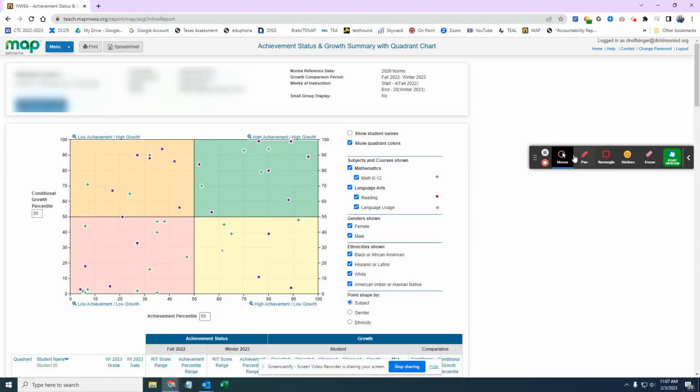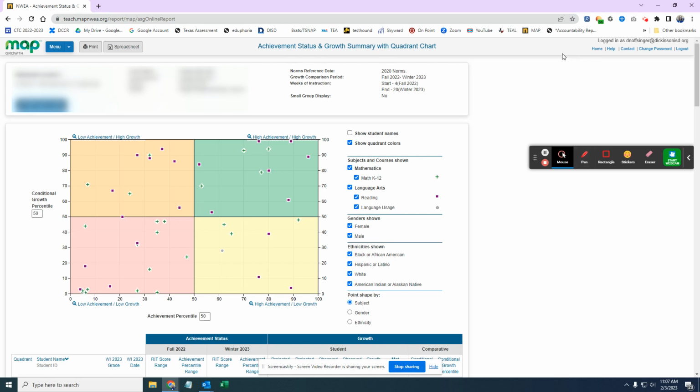All right, let's look at our quadrant report. When we look at our quadrant report, it compares our achievement to our growth. And we need to have two tests to compare. So this one happens to compare the fall 2022 to the winter 2023 test. So that's beginning of the year to middle of the year.